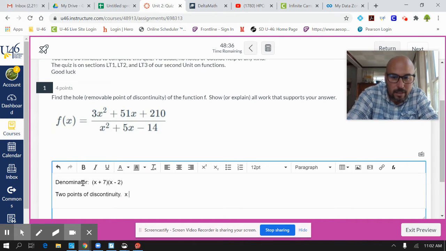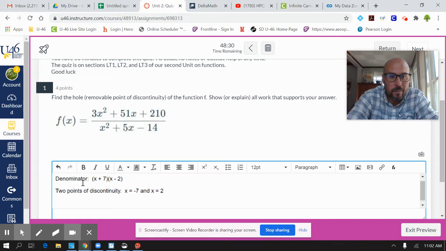They are when x equals -7 and when x equals 2. So what that means is if you were to graph this function, it would be discontinuous at 2 points exactly, at 2 and only 2 points. Once when x equals -7 and once when x equals 2.